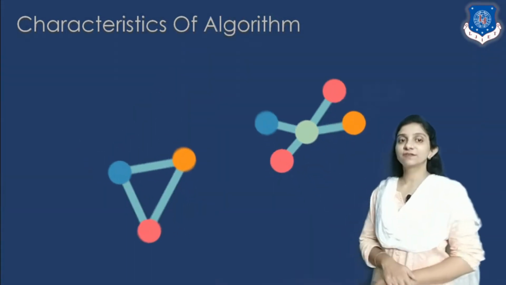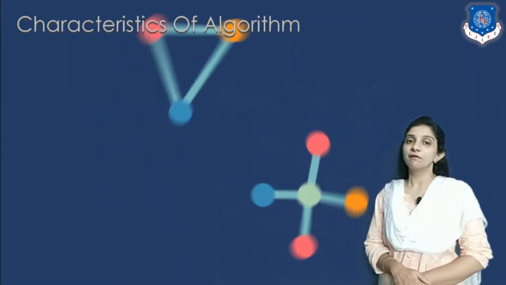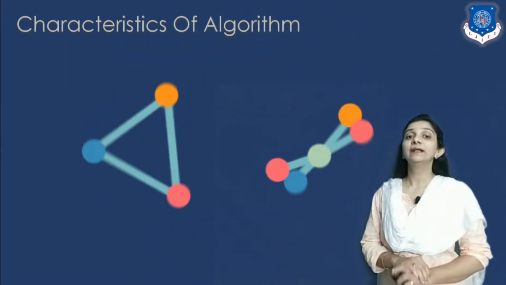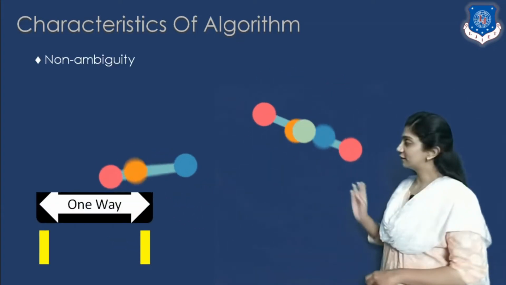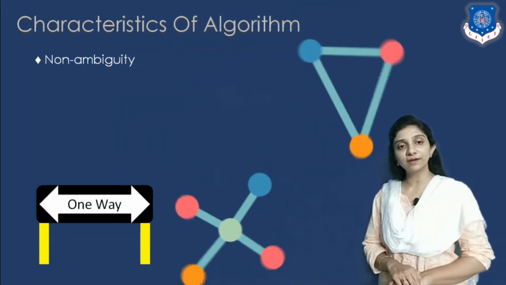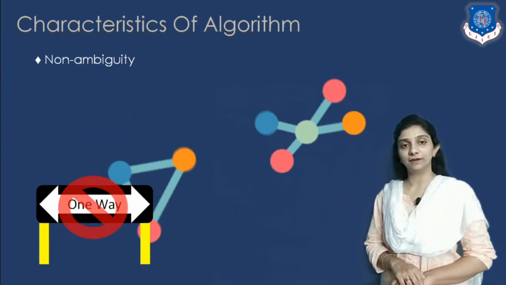Let us start discussing characteristics or properties of algorithm. An algorithm has 5 important properties. Let us start discussing them in brief. The first property of algorithm is non-ambiguity. Ambiguity means confusion or conflict.